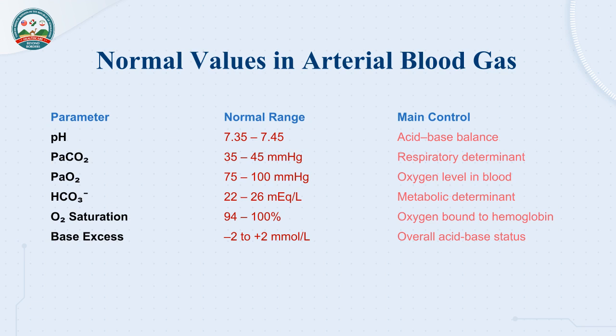PaO2 tells us how much oxygen is in the arterial blood. Below 75 means hypoxemia. HCO3 is controlled by the kidneys. Low bicarbonate equals metabolic acidosis. High equals metabolic alkalosis. O2 saturation is the percentage of hemoglobin carrying oxygen. Below 94% can be concerning in ICU. Base excess shows the amount of extra acid or base in blood. Outside -2 to +2 means metabolic imbalance.